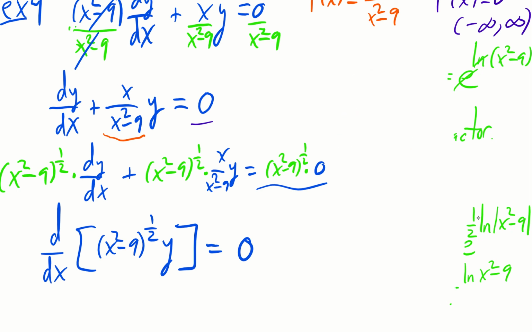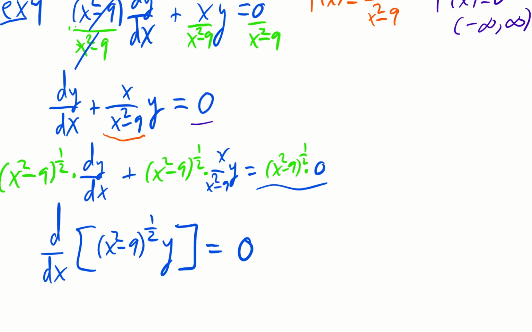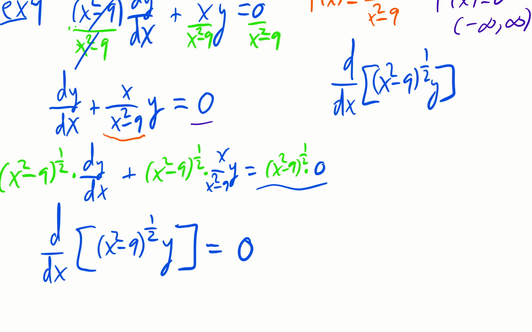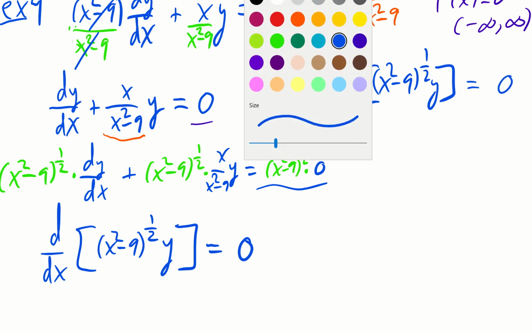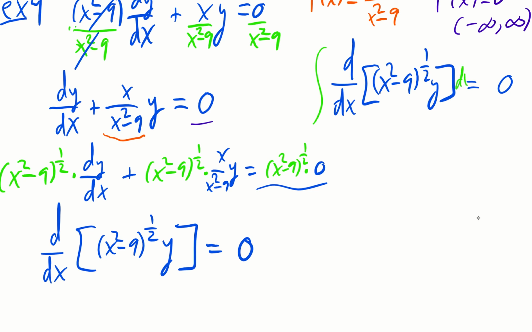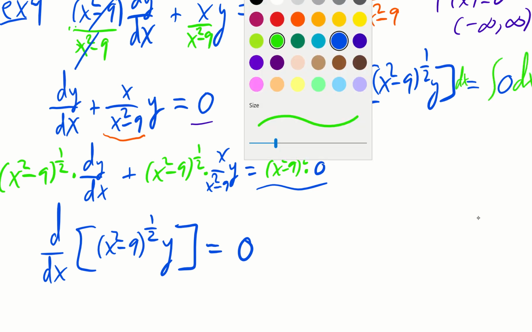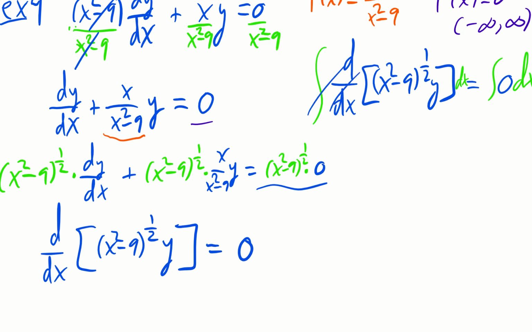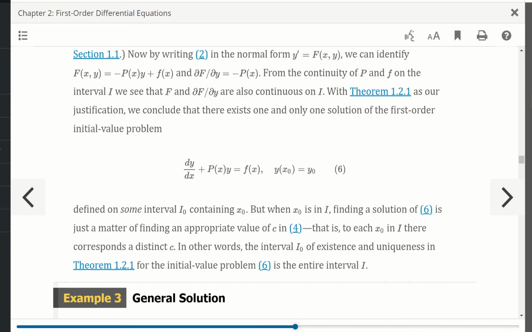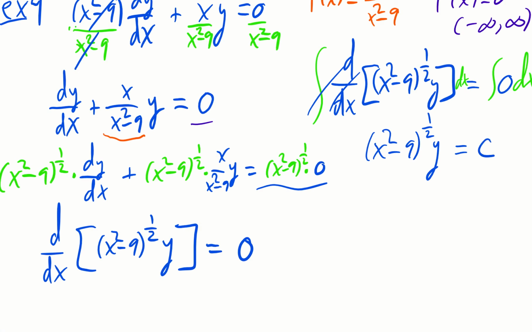We can now solve by integrating both sides with respect to x. So I have d/dx of (x squared minus 9) to the 1/2 times y equals 0. And we're integrating both sides dx. As we've seen a bunch of times already, the integral and the derivative cancel. So we get (x squared minus 9) to the 1/2 y equals, 0 is simply going to be a constant.